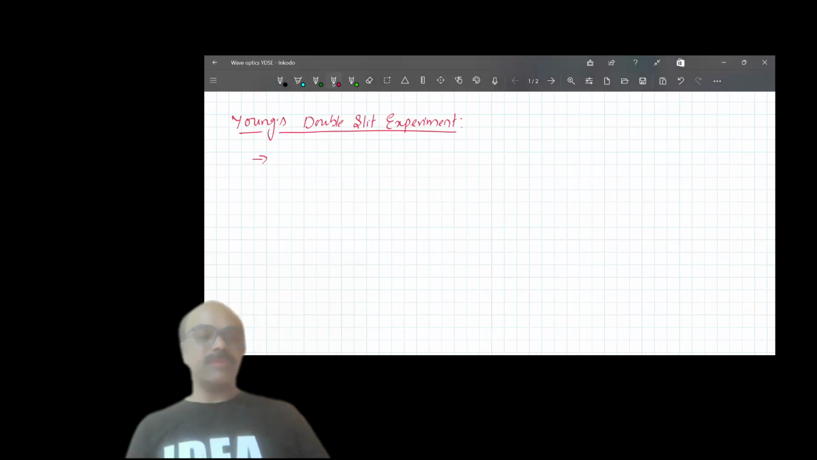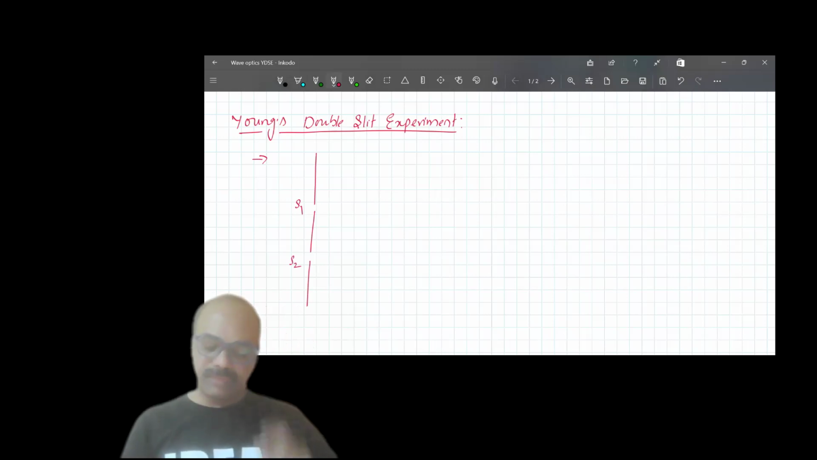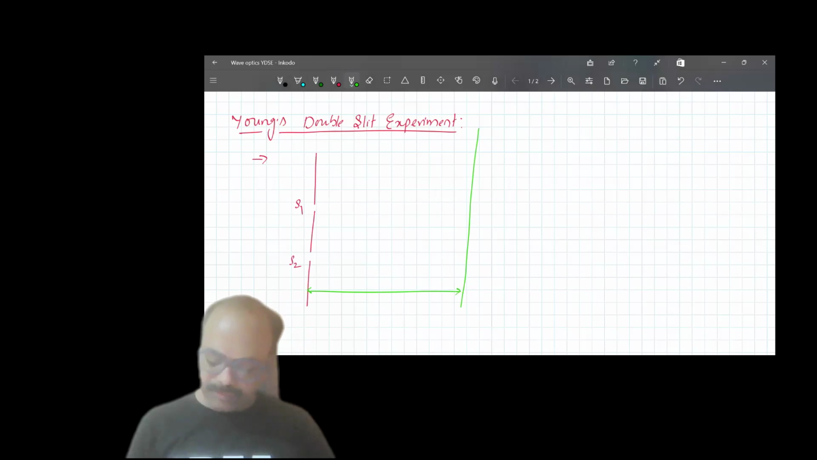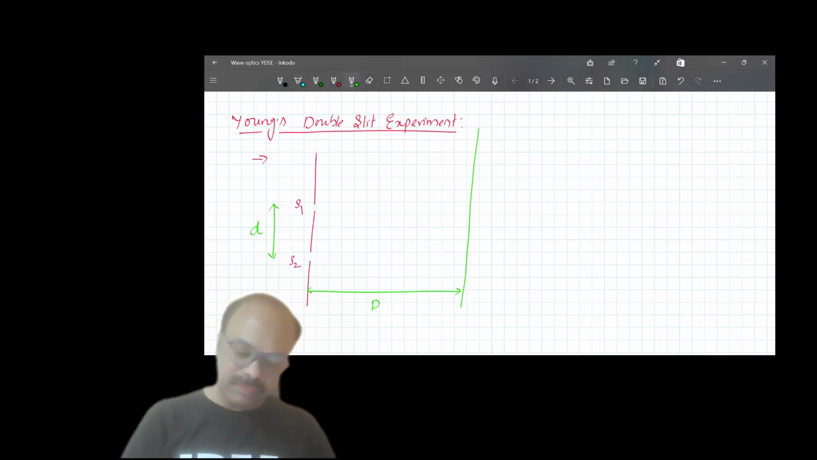The double slit experiment was explained by the scientist Young. We have two slits, the first one and this is two. These are the two slits we have, and we have one screen here. The screen distance is capital D and the slit distance is small d.